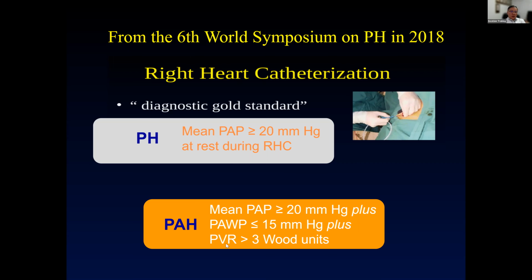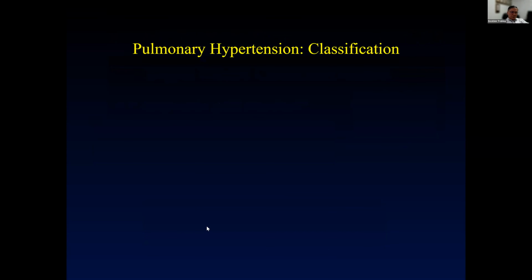And then with a normal wedge pressure of less than 15 and pulmonary vascular resistance of greater than 3 units, you fit the criteria of pulmonary arterial hypertension. Pulmonary hypertension can have a lot of causes, and we will get into it.